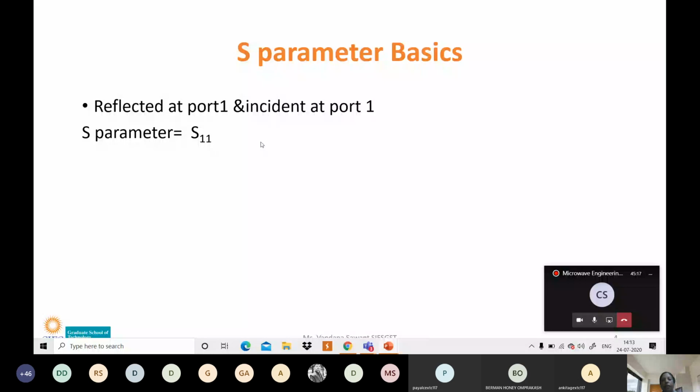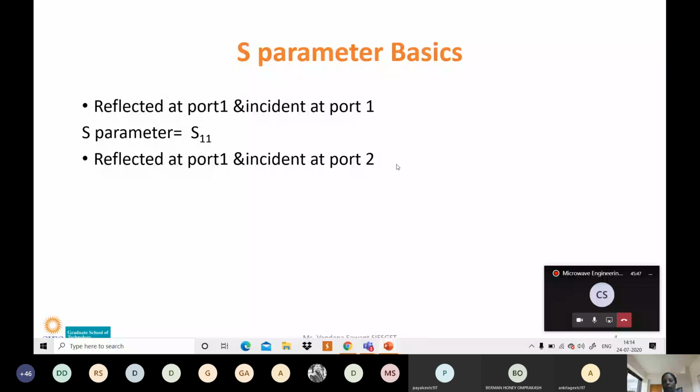Now see, my reflected signal is at port 1 and the incident signal is at port 2. Now all of you try to write the S parameter related to this situation. Reflected signal is at port 1 and incident is at port 2. Are you able to write, or shall I tell you this one example also so you can write the next situations? Okay, I will tell this one.